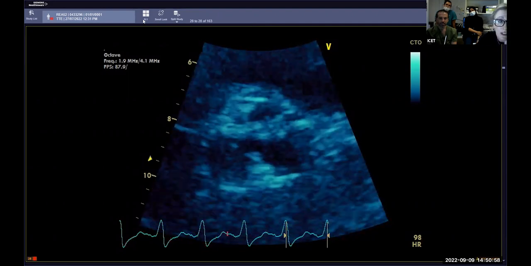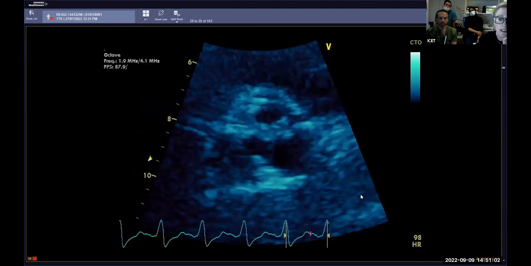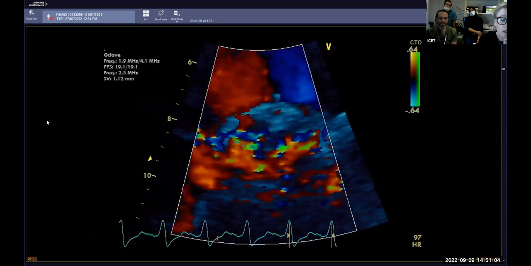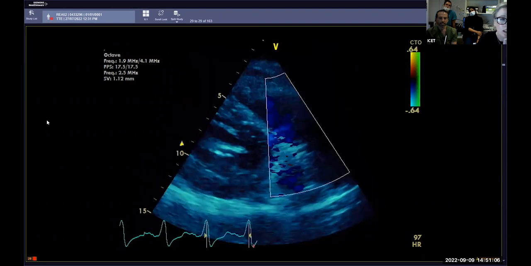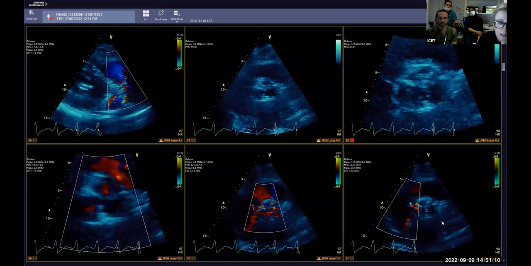So what do you want to see now then? Doppler profiles. I like to see a continuous wave, ideally lined up as possible through that aortic valve, please, Dr. Brokaw.